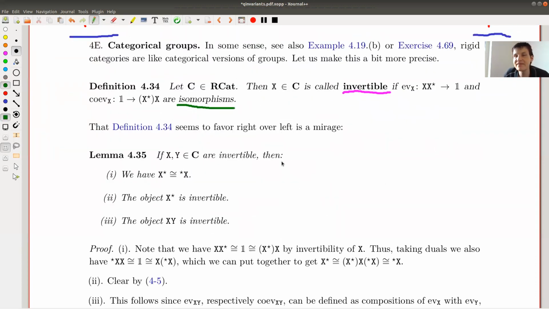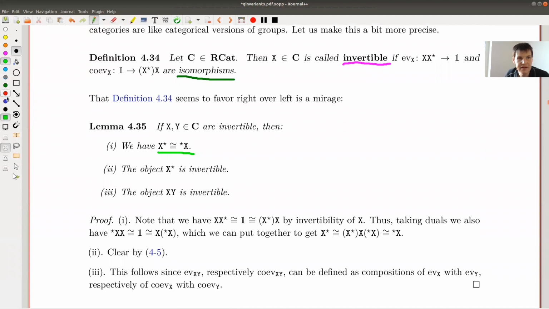Okay, and this is kind of what you call a categorical group. If every object is invertible, you would call it a categorical group. Of course, you have the standard things you could draw about these. This might not be completely standard, but in this setup, if you have a left dual and a right dual, then they are the same for invertible objects.